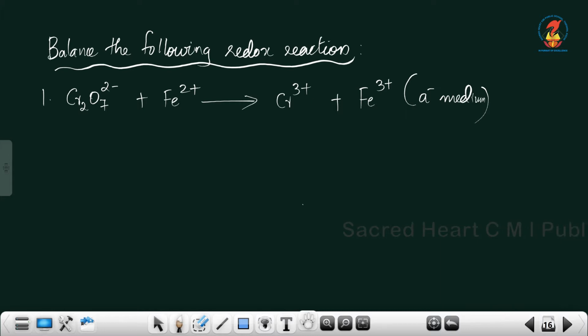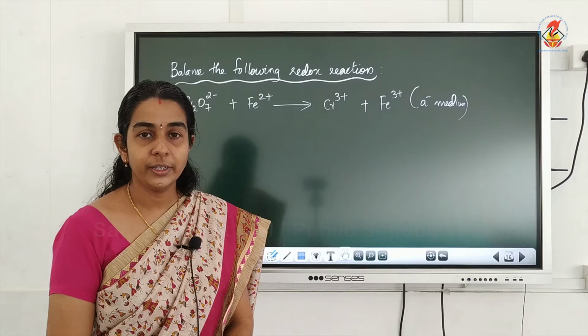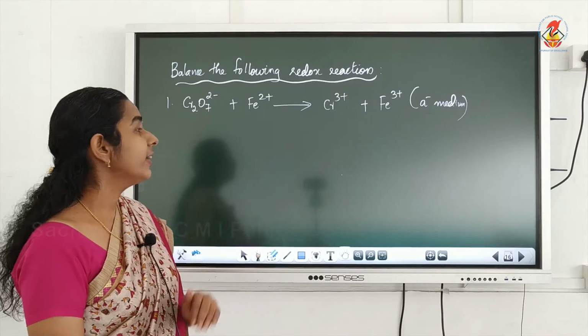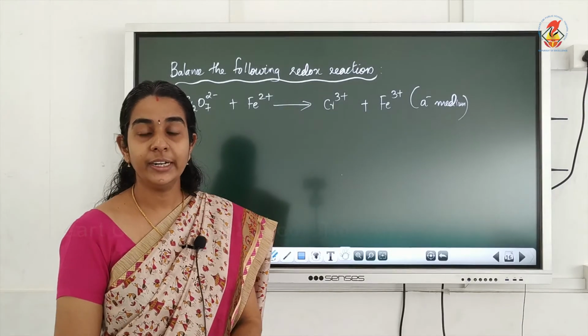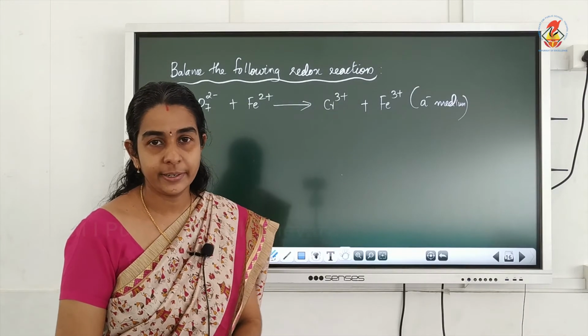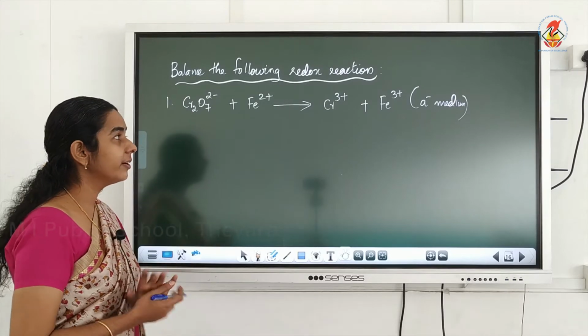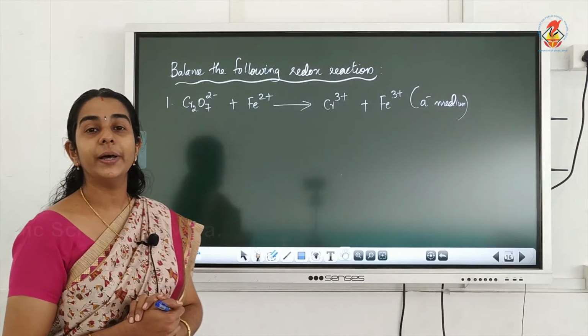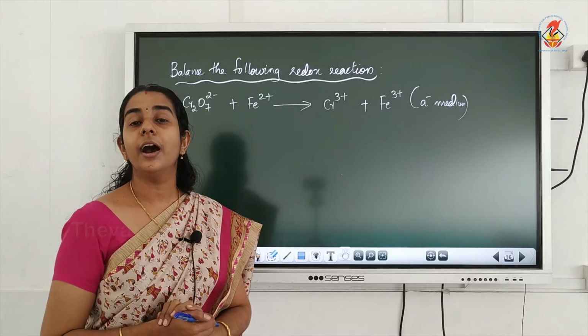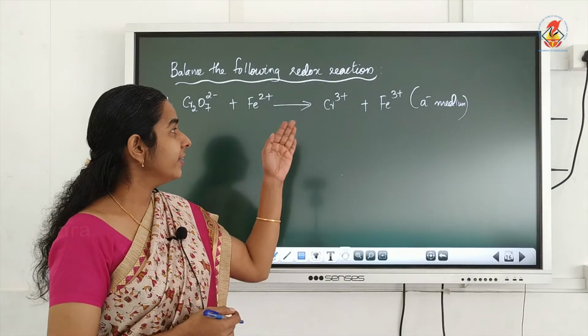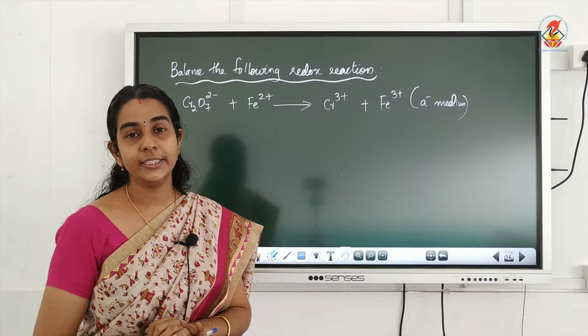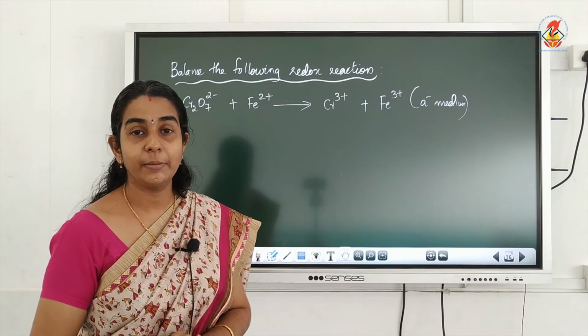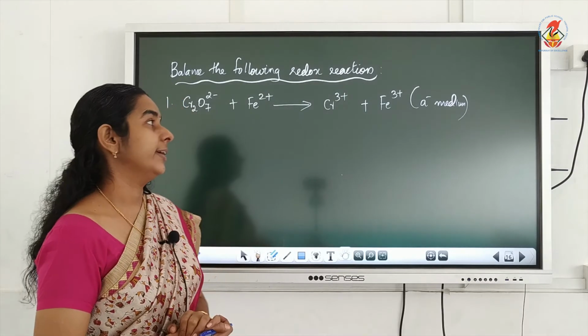an ionic equation is given. In 11th and 12th standard we need to write only ionic equations, so that is required for the board exam. Here an ionic equation is given which is not balanced. This is an ionic redox reaction which we have to balance using the half reaction method. And here the medium is specified: this reaction is taking place in acid medium.